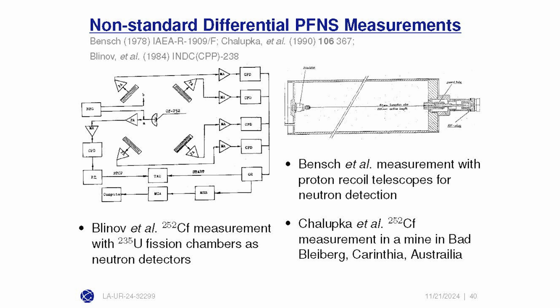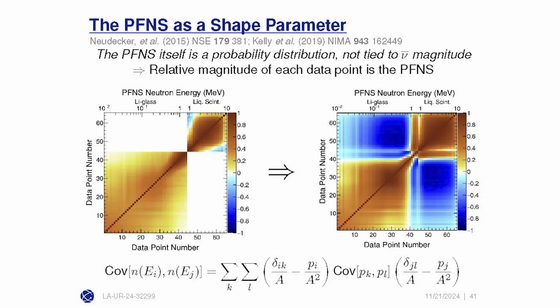And also I want to mention Chalupka, that in order to reduce neutron backgrounds at higher energies, they went under a mine in Australia to try to get as low background as possible. So people have done some pretty interesting things to get the PFNS.